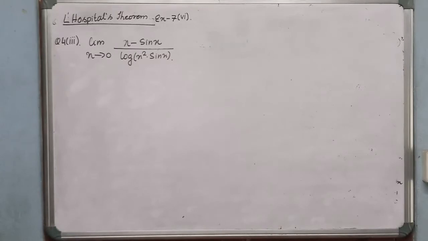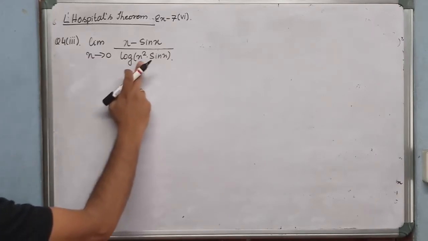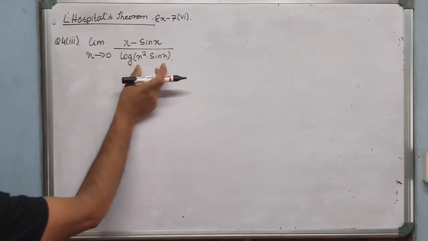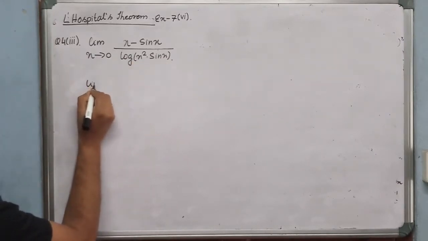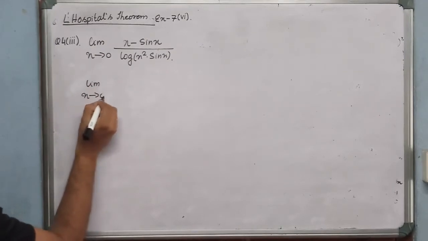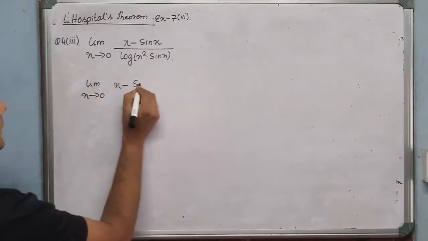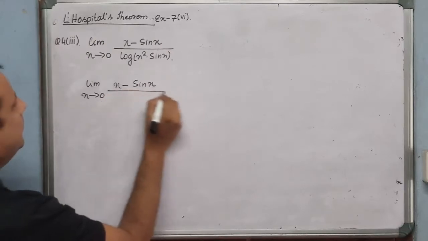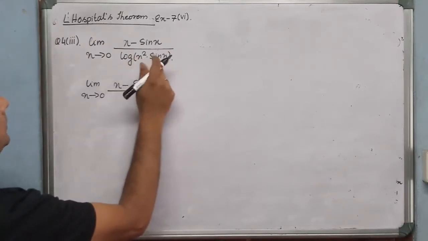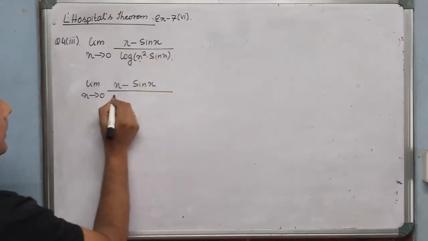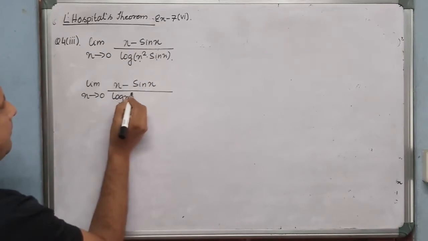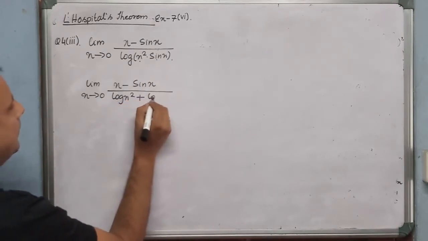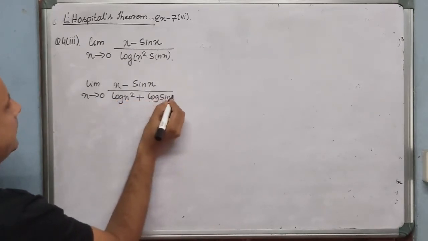Now the next question is question number 4.3. The limit as x tends to 0 of (x minus sine x) over log(x square into sine x). First of all, I'll simplify this quantity using the property of logarithm. Log of m into n, where this is m and this is n, means log m plus log n.